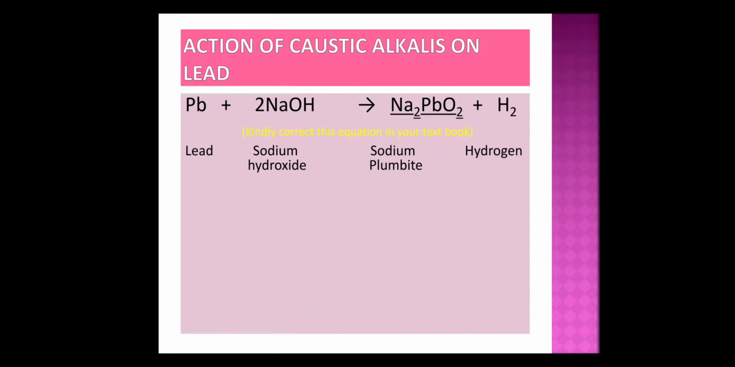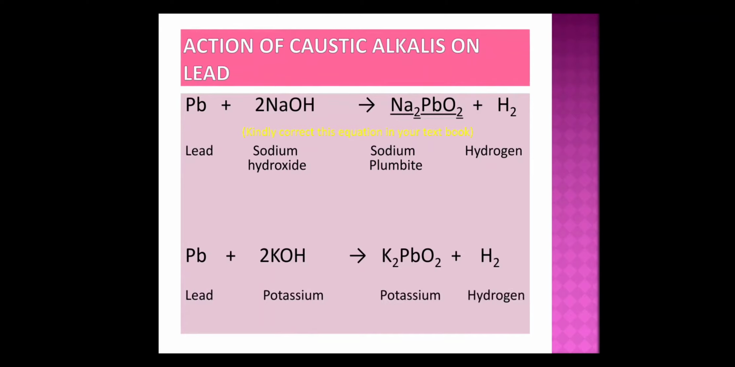Children, referring to APC textbooks, in this textbook there is a misprint of 2 molecules of sodium plumbite. So there is a coefficient 2 before sodium plumbite, which should be 1. So I would like you all children to make the note in your textbooks. Let's continue. Lead reacts with potassium hydroxide to give us potassium plumbite and hydrogen. So with sodium hydroxide we get sodium plumbite, and when lead reacts with potassium hydroxide we get potassium plumbite.